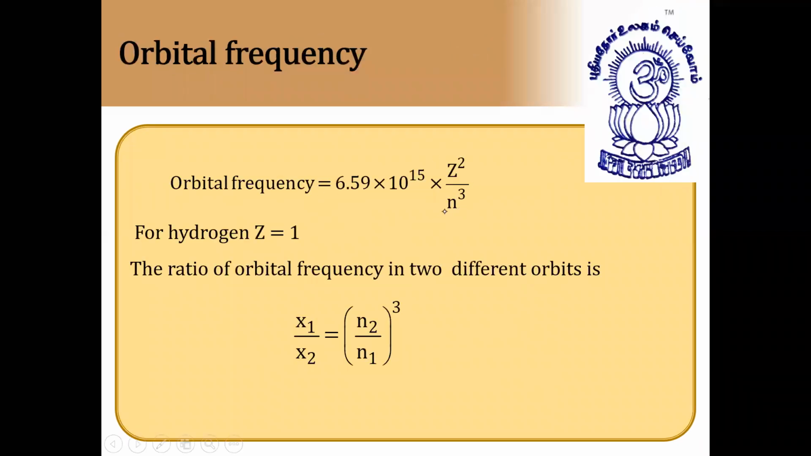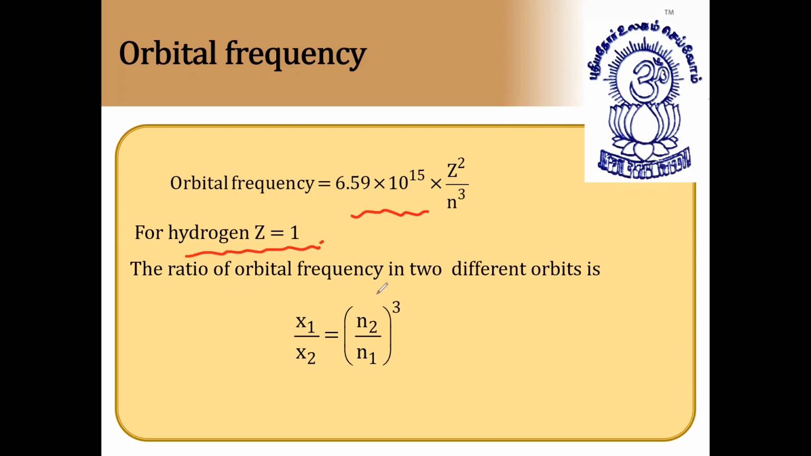Orbital frequency is given by a simple formula directly: 6.59 into 10 to the power 15 into z square by n cube. After calculating that, z square is common. N cube, n is called orbit number. For hydrogen, z is equal to 1.